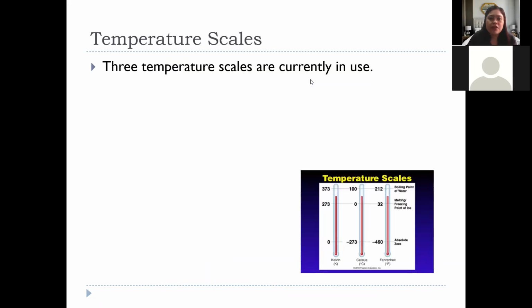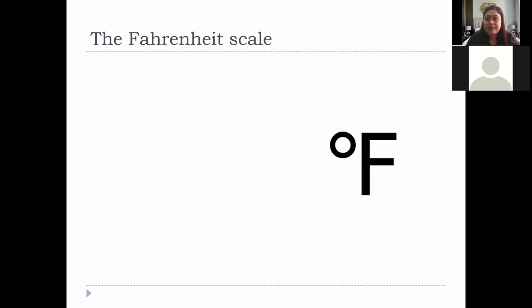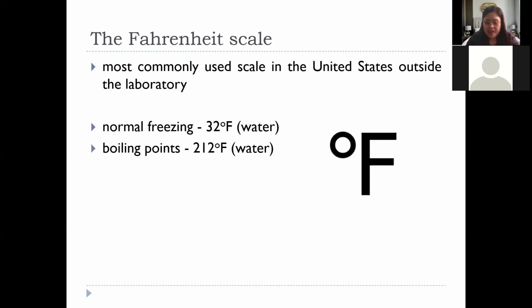So our discussion now will be in temperature. So we have temperature scales, class, tatlo itong ginagamit natin: the degrees Fahrenheit, degrees Celsius, and also the Kelvin. So when you say degrees Fahrenheit, this is the most commonly used scale in the United States outside the laboratory. Ang alam kasi natin mostly is the Celsius na grade.